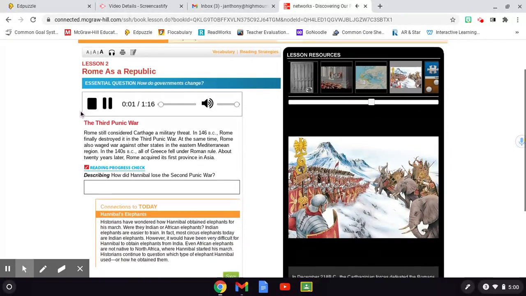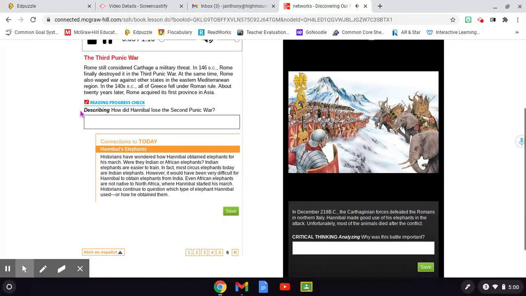The Third Punic War. Rome still considered Carthage a military threat. In 146 BC, Rome finally destroyed it in the Third Punic War. At the same time, Rome also waged war against other states in the Eastern Mediterranean region. In the 140s BC, all of Greece fell under Roman rule. About 20 years later, Rome acquired its first province in Asia.